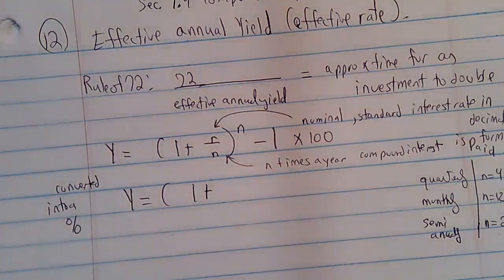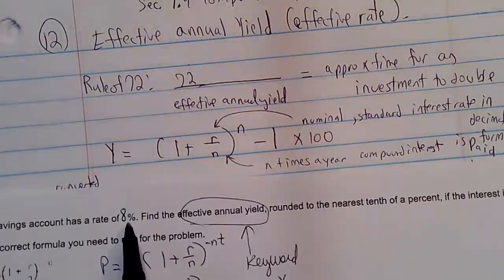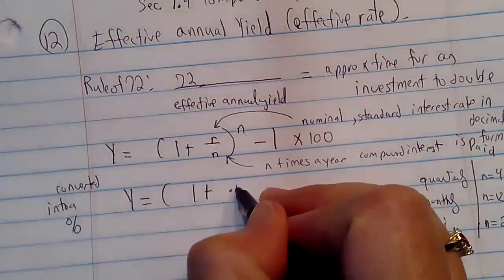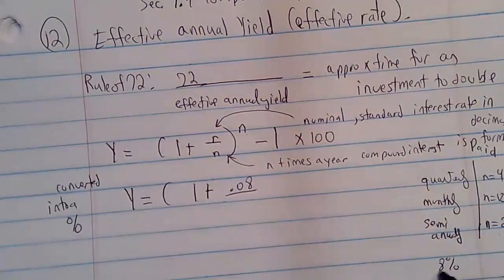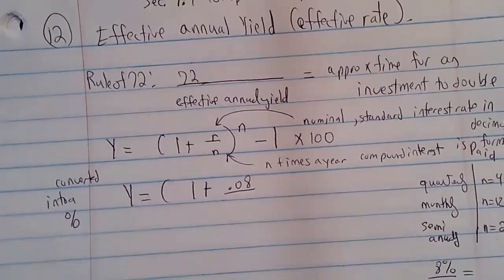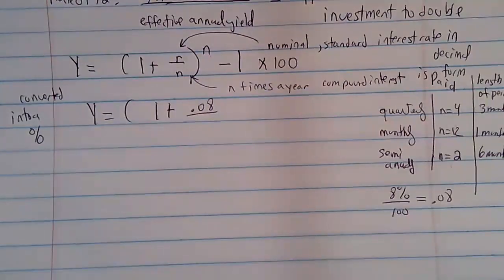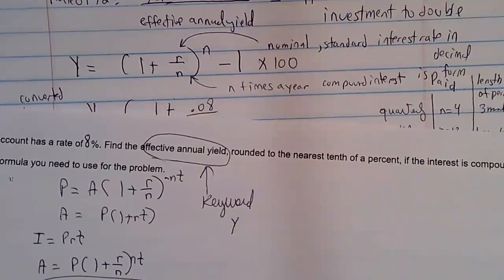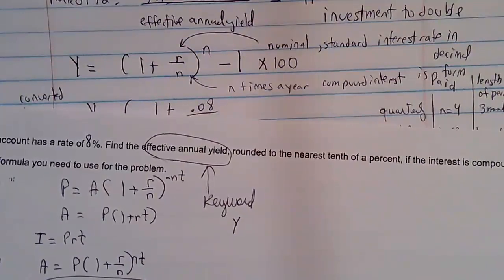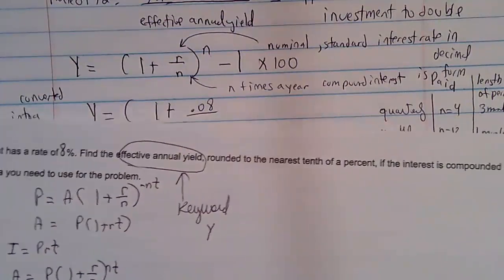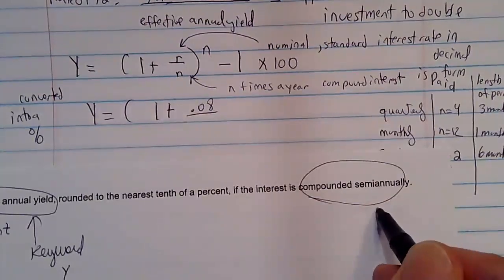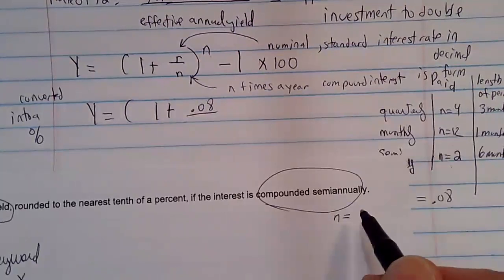Okay, so then we have y is equal to 1 plus the rate, which I said was 8%, so 0.08, right? Because 8% is 8 divided by 100, which is 0.08. And then your n, compounded semi-annually. Okay, so n is 2, right?